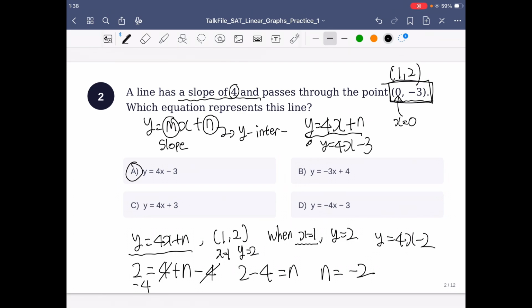Using the same technique, we can solve this problem as well. You put 0 into x, then the whole 4 times x disappears because it's 4 times 0, and only y and n are left. So y equals n, and y equals minus 3, and that's how we get n equals minus 3.